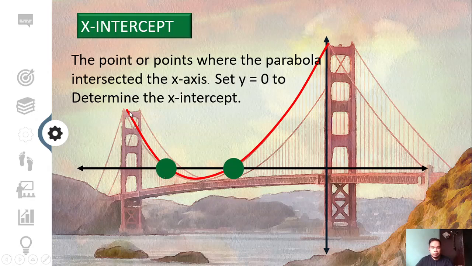So yan, for example, itong parabola na to tumama sa x-axis dito sa point na to, itong kulay green. Itong dalawang kulay green na to ang tinatawag nating x-intercept. Para daw makuha ang x-intercept, ang y papalitan lang natin ng 0. Okay, sa equation, ang y papalitan natin ng 0, then isosolve natin yon para makuha kung ano ang x-intercept.